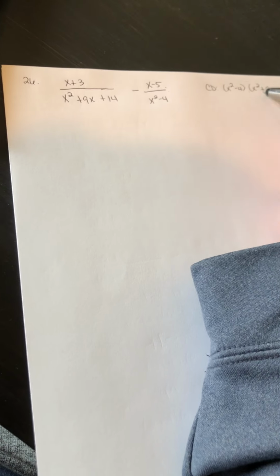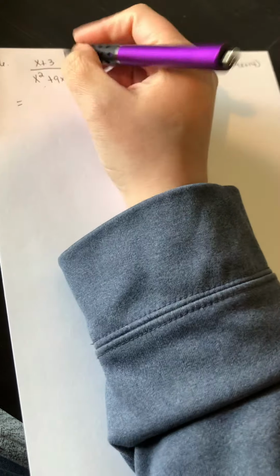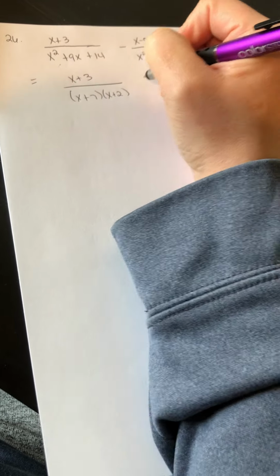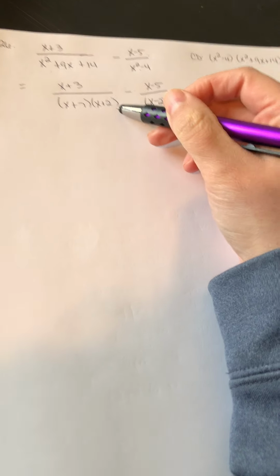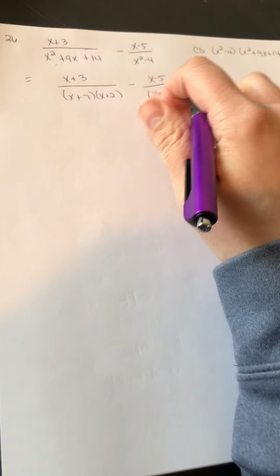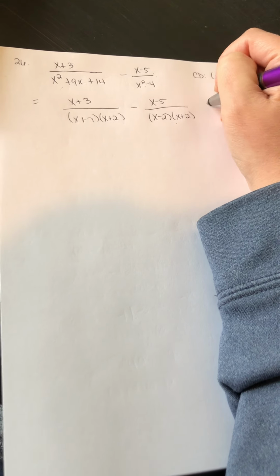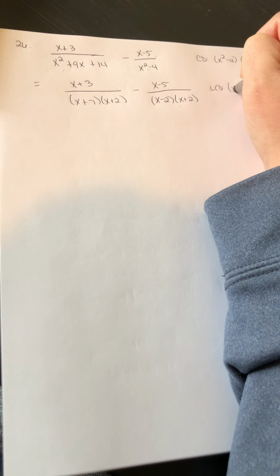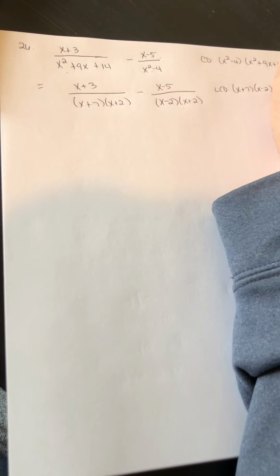So what you really want to do is factor the denominators and then find the least common denominator. So if I factor this one, it factors into x plus 7 times x plus 2. And this one, it factored difference of squares, factors into x minus 2, x plus 2. So you see both of these, they already have the x plus 2, so I've already got that on both sides. So what my least common denominator is x plus 7, x minus 2, x plus 2.